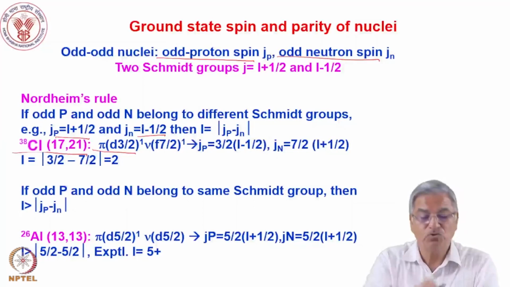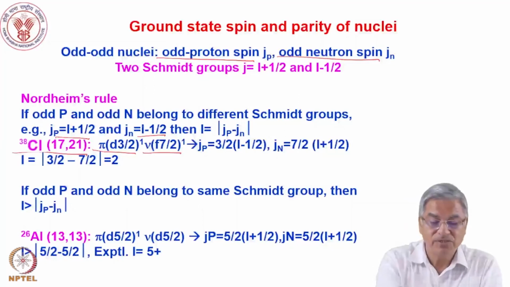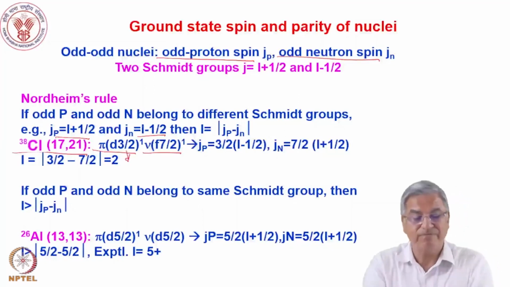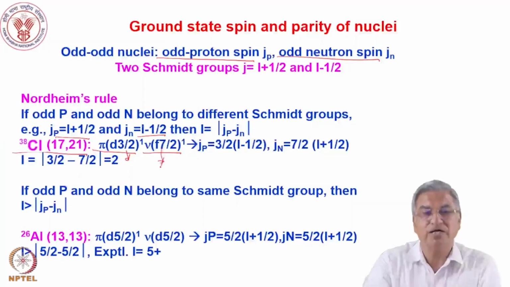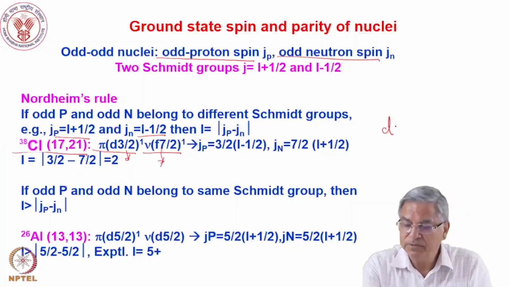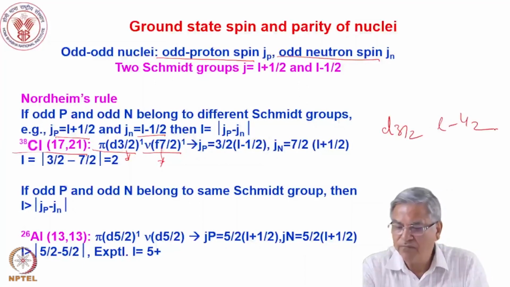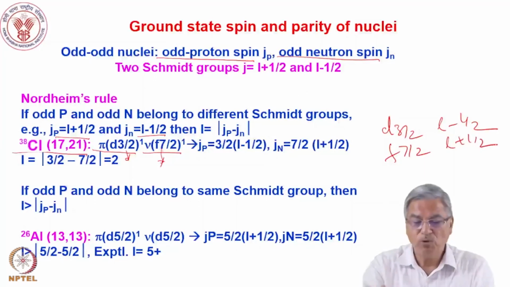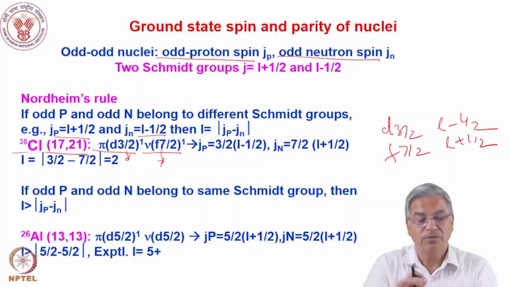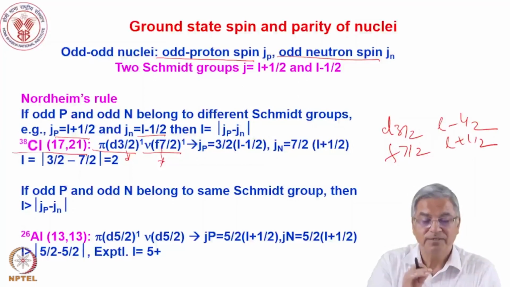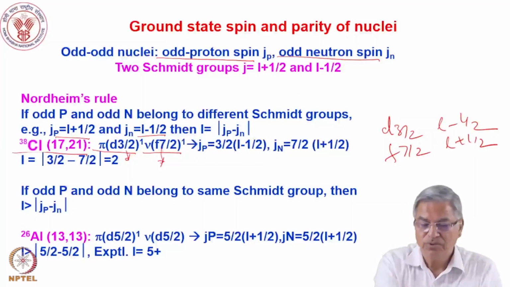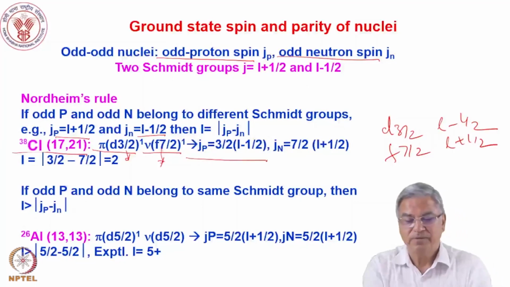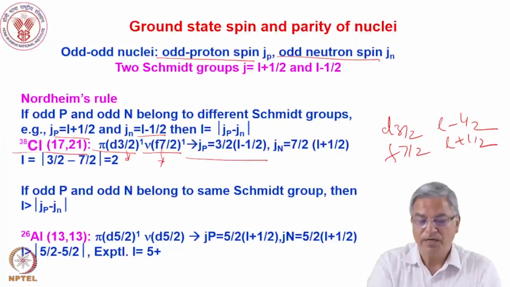Now the 21st neutron will go to the F7/2 state. You can see here that D3/2 is L minus half and F7/2 is L plus half. So the proton and neutron occupy orbitals having different Schmidt groups. And so Jp will be 3/2, which is L minus half, and Jn is 7/2, which is L plus half.